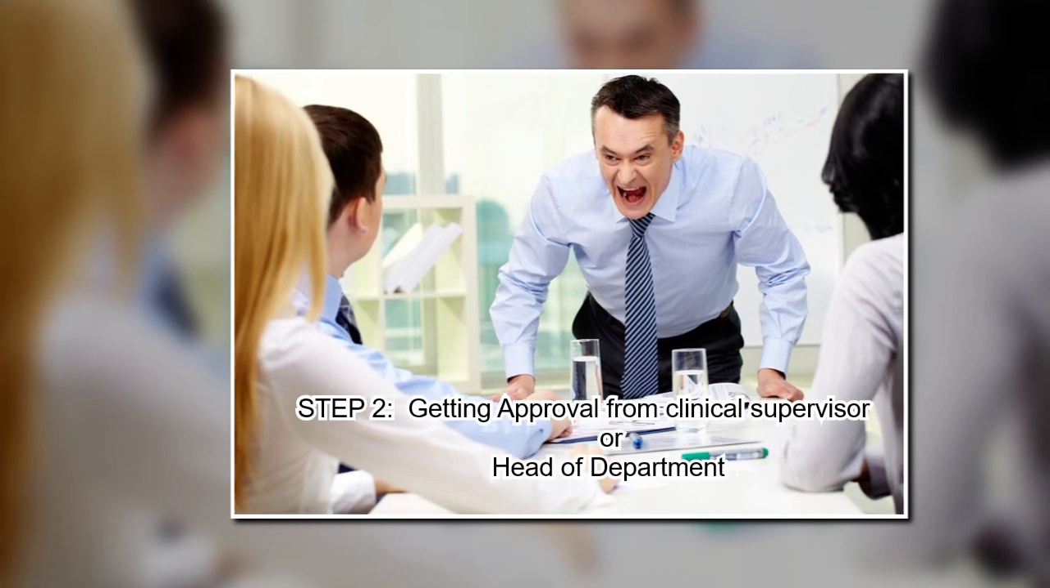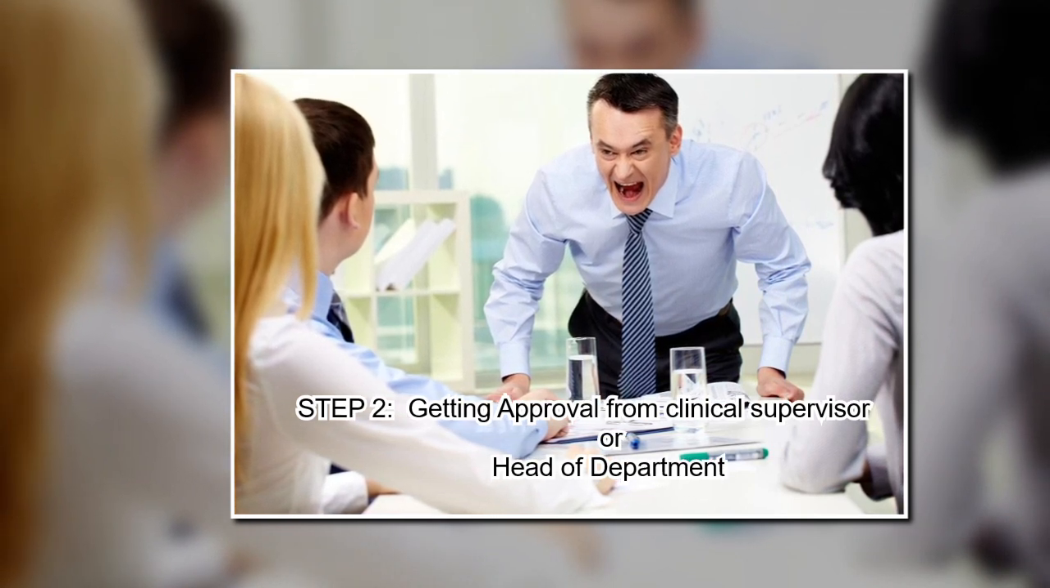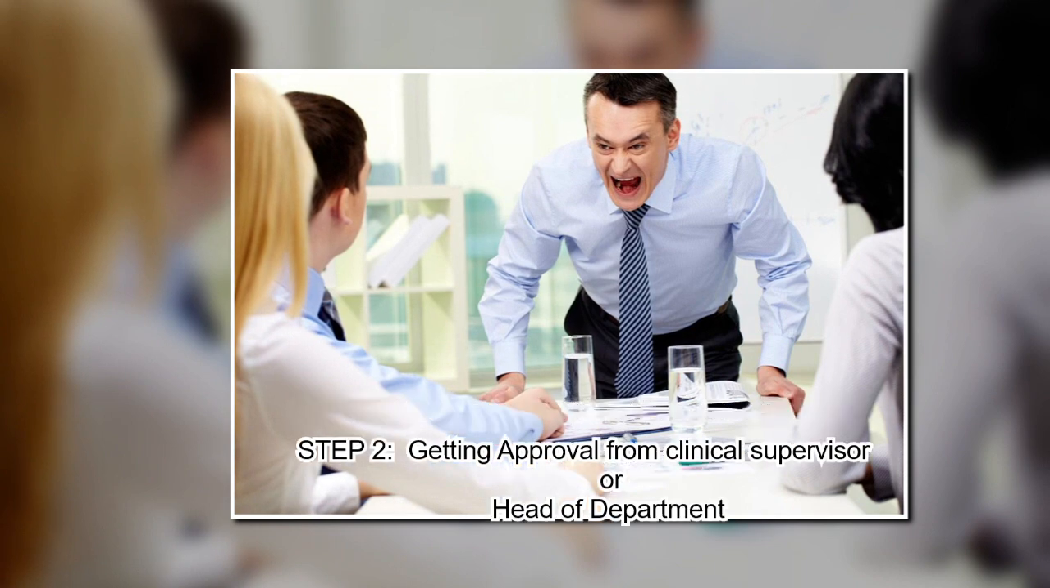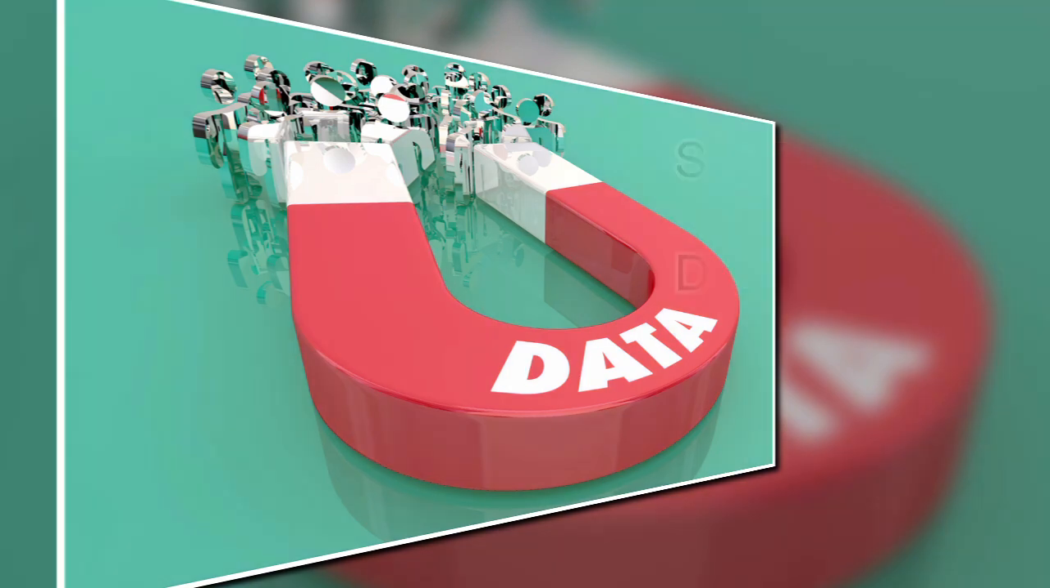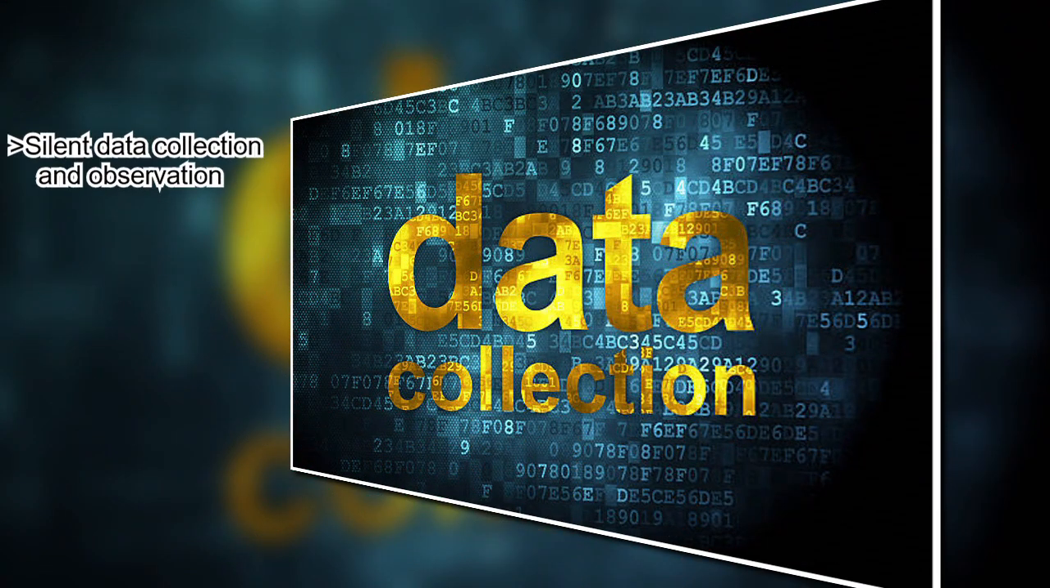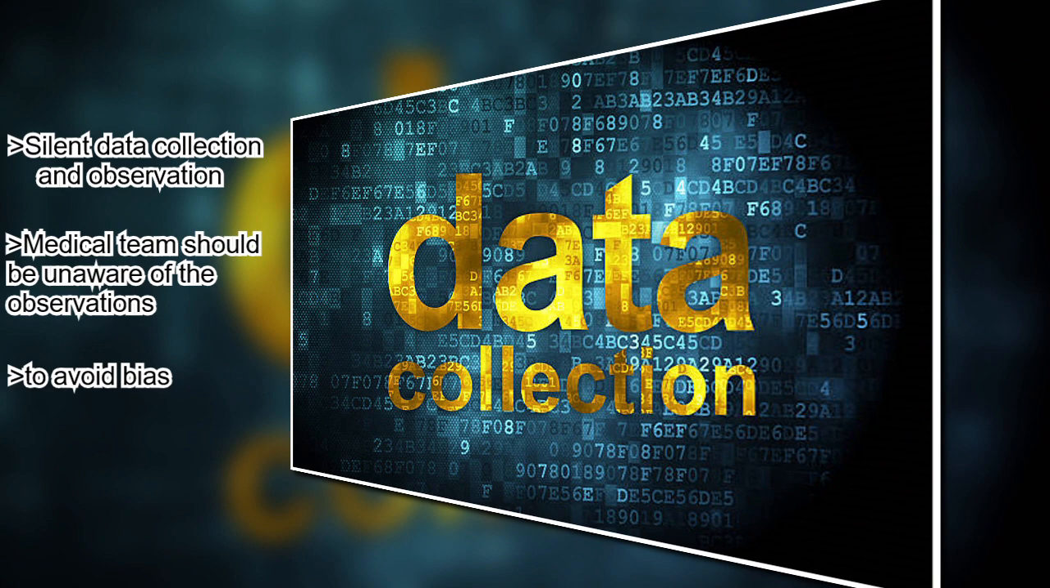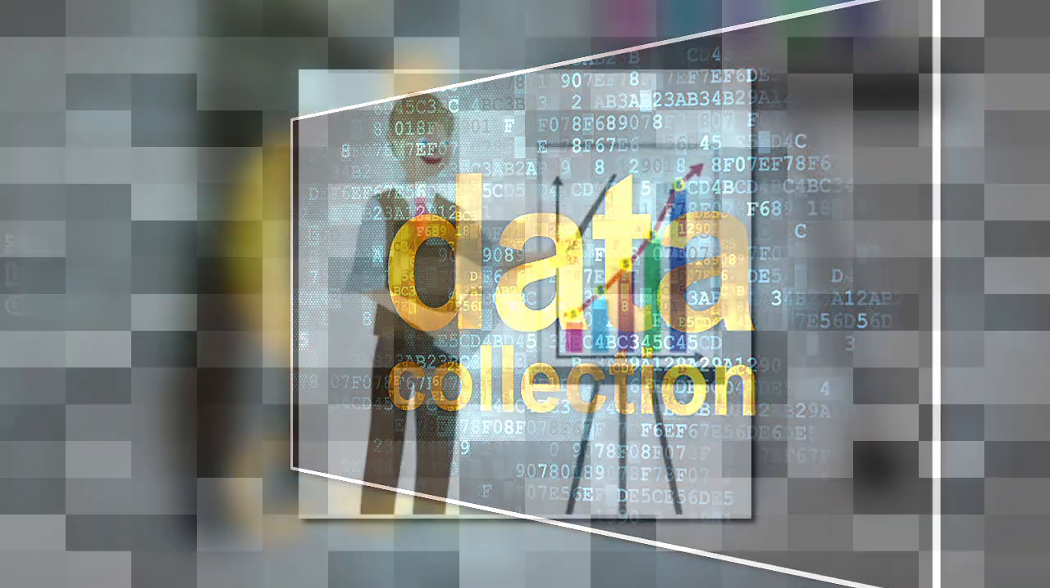Next is step two, which is getting your project title approved by your clinical supervisor or head of department. Then, proceed to the third step. Now, start collecting the data and observe silently as to precisely how much time delay is happening in minutes or hours from the point of the patient's first contact with the hospital to the administration of the first dose of antibiotic. During this third step of silent observation, the medical team responsible should be unaware of your data collection so as to get the actual results.